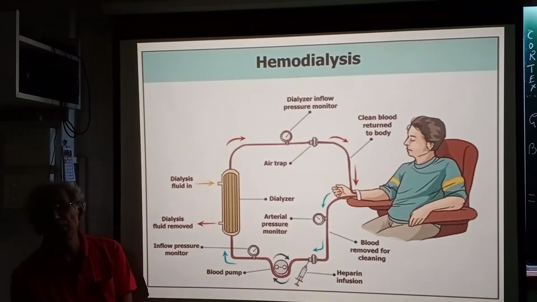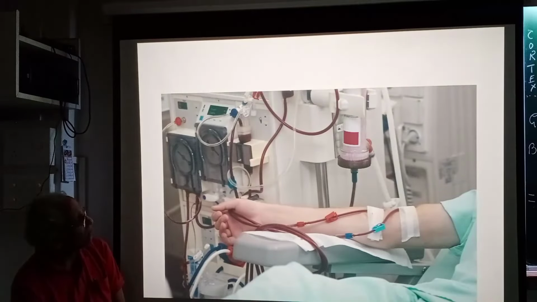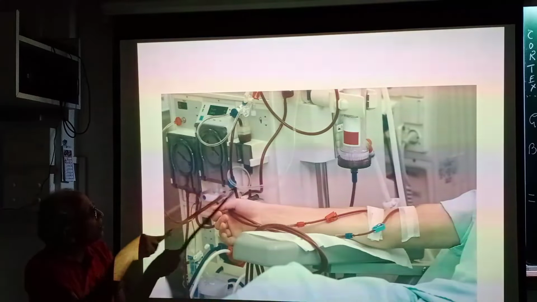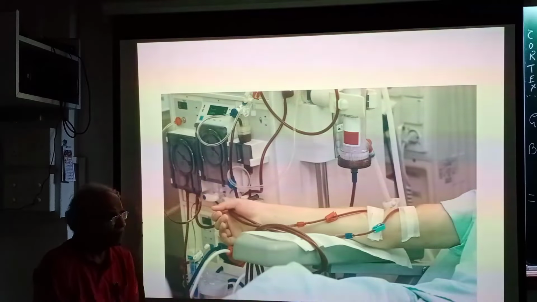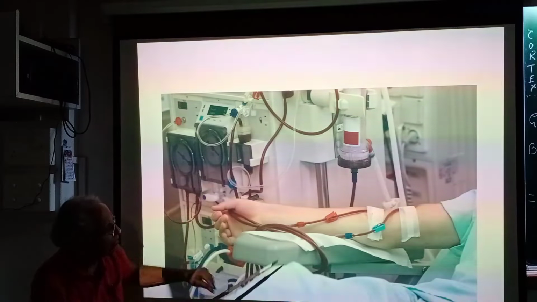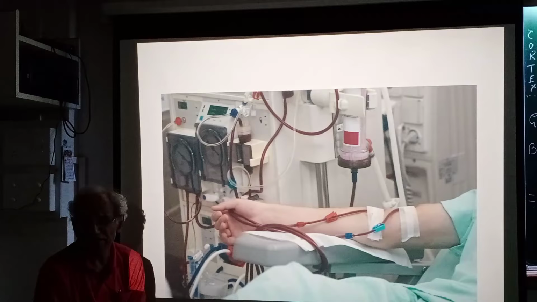I think we have one more picture of the hemodialysis. This is the thing. We can see the machinery here and the person's blood. The blood is coming out from one vein and then returning back. That's how things happen, and the blood gets filtered and life can be saved.